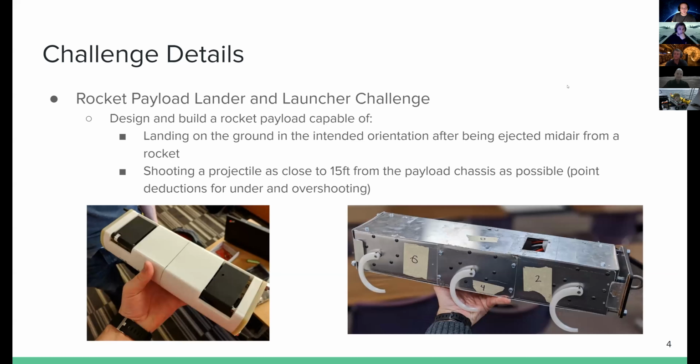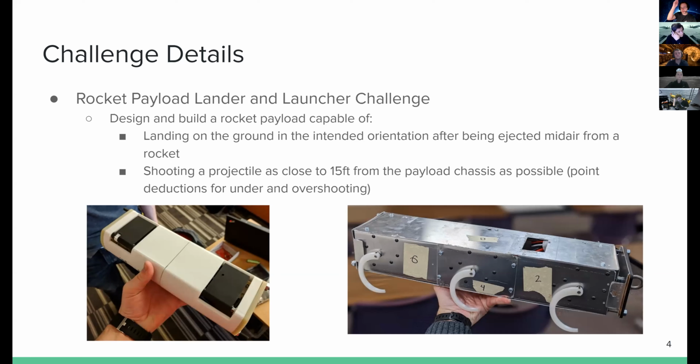So challenge details. As I've told you guys before, we're going to be building a rocket payload lander challenge. What I didn't tell you before, or not directly at least, was that it is going to be a launcher challenge as well. So what you're going to be doing is designing and building a rocket payload capable of landing on the ground in the intended orientation after being ejected midair from a rocket. So the rocket's going to go up, then it's going to hit its apogee, its peak altitude, deploy parachutes, and start descending. So that's all going to be on the airframe side. You don't have to worry about that.